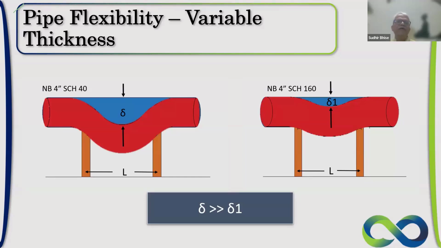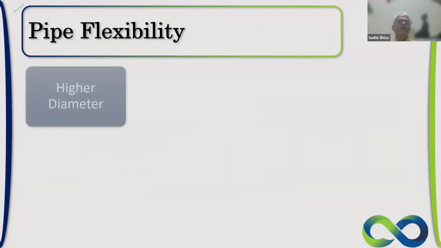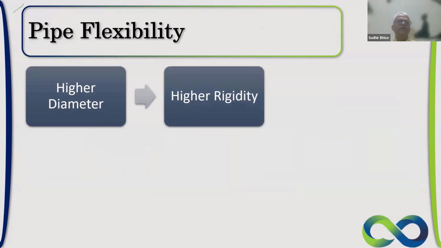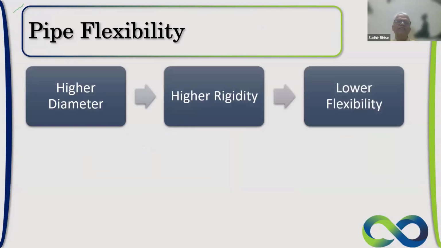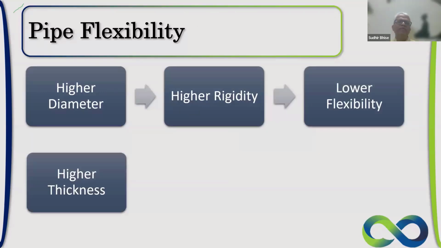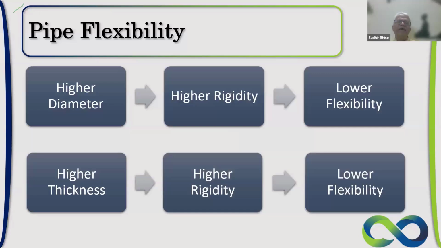And so we can easily say that higher the thickness, lesser is the sagging, because the pipe is going to be strong enough. And if you keep the same distance between the two supports, then definitely we are going to have lesser sagging. So we can conclude, say higher the diameter, higher is the rigidity of the pipe and lower is the flexibility, and higher the thickness of the pipe, higher is the rigidity and lower is the flexibility. Hope everybody has got this conclusion.